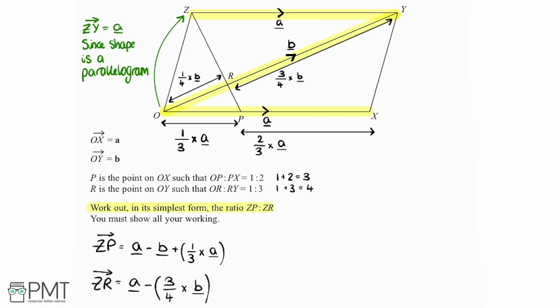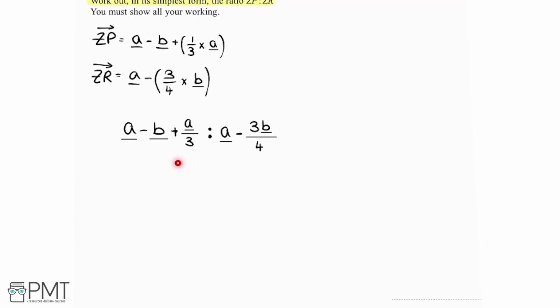So let's write these in the ratio form, giving us this ratio here. And what I've done, just to make it a bit simpler, is when we've got a third multiplied by the vector A, I've written it like this. 3 over 4 multiplied by the vector B, I've written it like this. But it means the exact same thing. Now I'm going to manipulate this a bit.